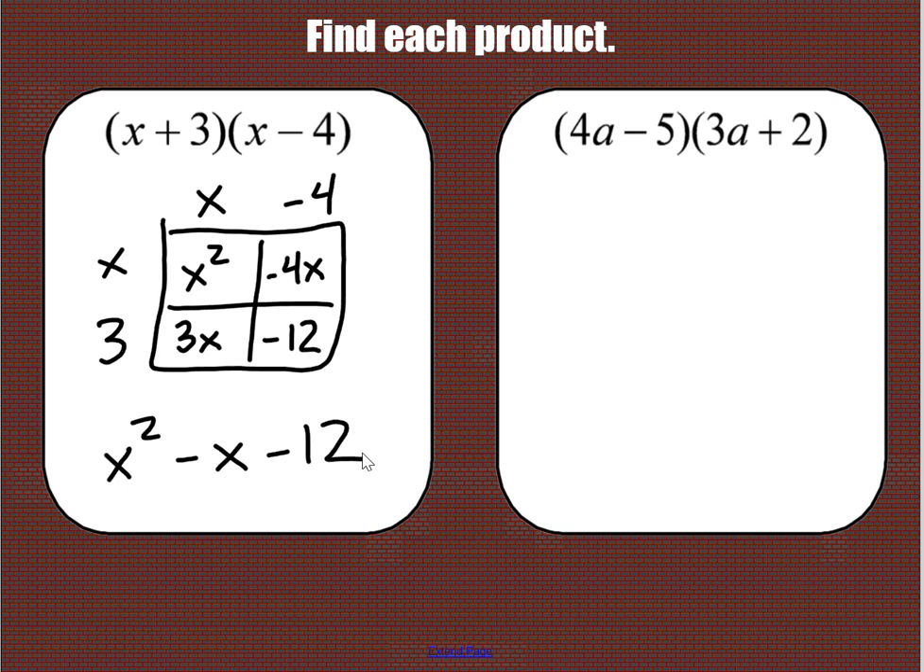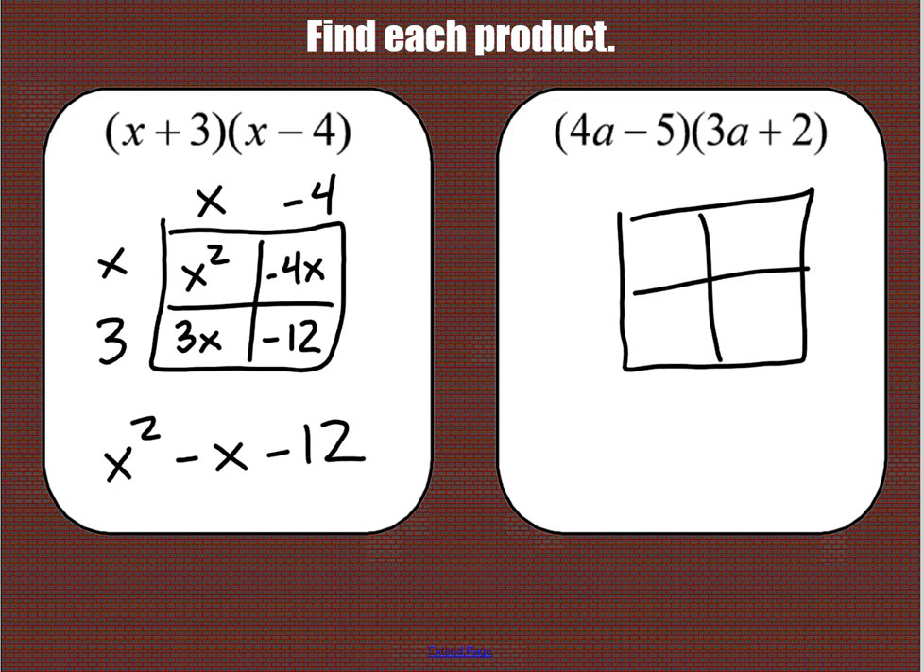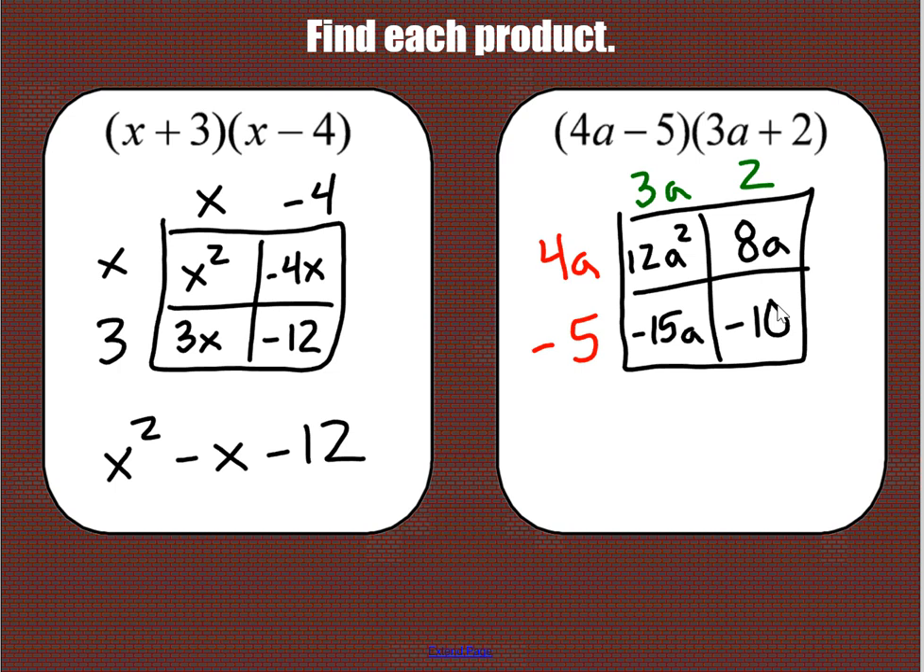Same thing on the next one. I have a binomial times a binomial, so it's going to be a 2 by 2 box. So I have 4a and negative 5. I have 3a and 2. 4a times 3a is 12a squared. 4a times 2 is 8a. 3a times negative 5 is negative 15a. Negative 5 times 2 is negative 10. Once again, negative 15a and 8a are like terms, so I need to combine those. So I have 12a squared minus 7a minus 10. And I'm all done with that problem.